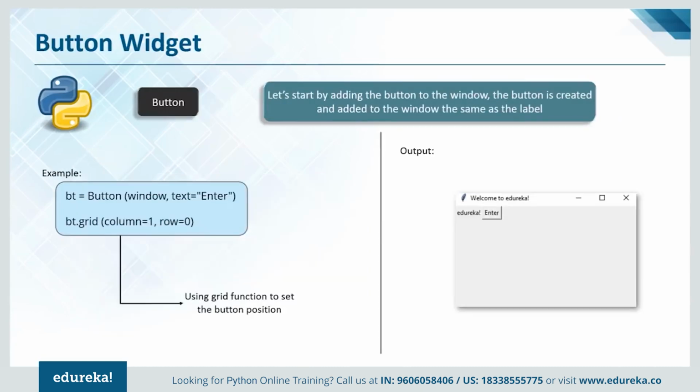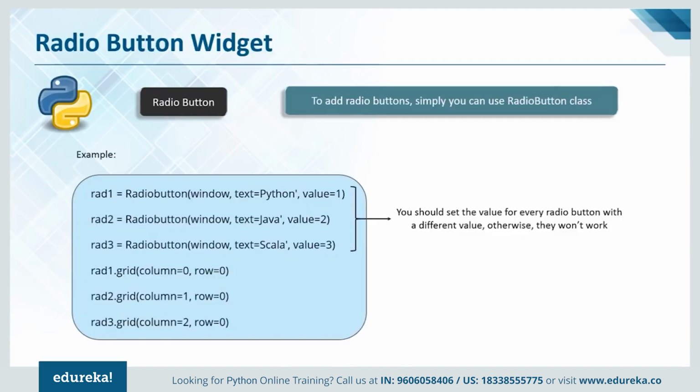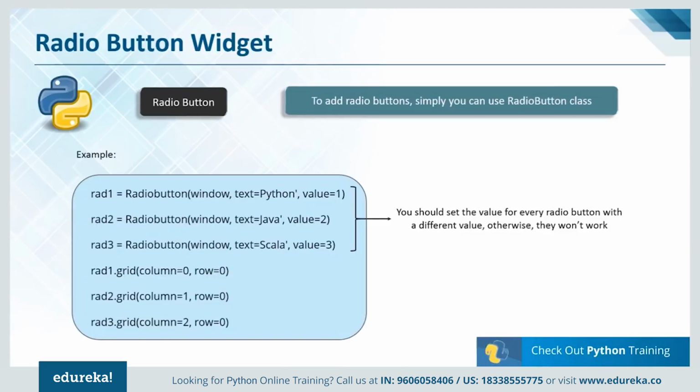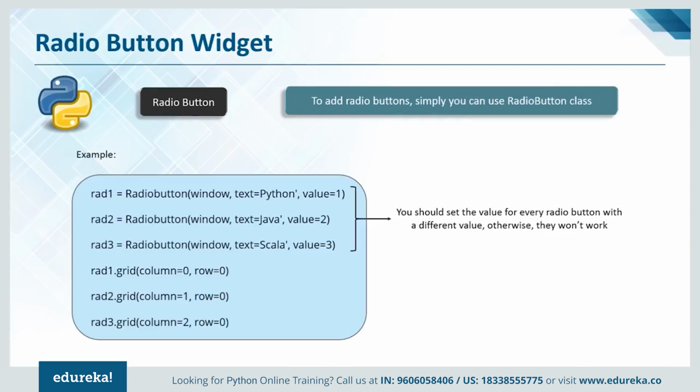As you can check out from the output, we have Edureka and the button we have is enter, right? It is to be noted that a unique value is used to address the radio buttons. The value should be unique, but the text can be the same, however. Here, we have considered Python, Java, and Scala, right? It can be whatever you want. And again, the grid function is used to place it on the window.